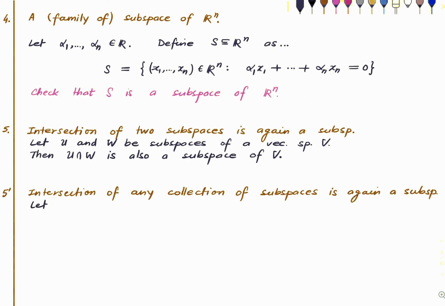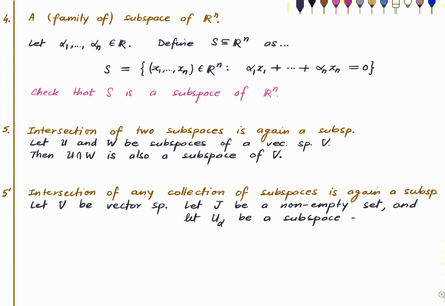So it means that let V be a vector space and let J be a non-empty set, and let U alpha be a subspace of V for each alpha in J. So there is some indexing set, as we call it. For each element here, we have a subspace of V labeled by that element. So it's a collection of subspaces.